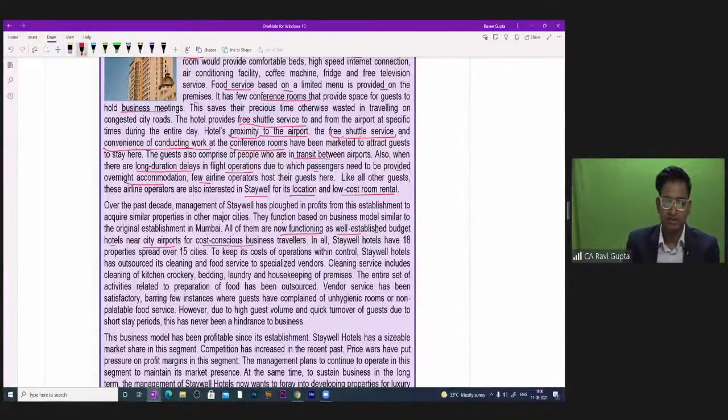Because now you can see there is increasing competition, with functions based on business models similar to their original establishment in Mumbai. All of them are now functioning as well-established budget hotels near the city airport for cost-conscious business travelers. And they have acquired similar properties in other major cities, and they are operating on the same model in different cities. In all, Staywell Hotels have 18 properties spread over 15 cities.